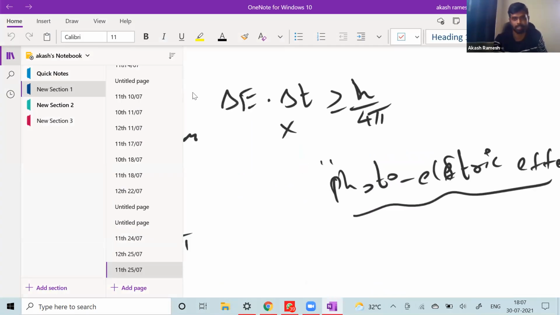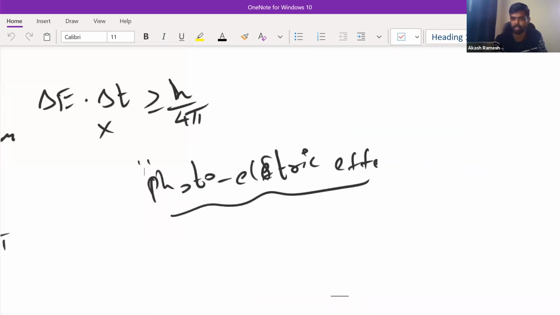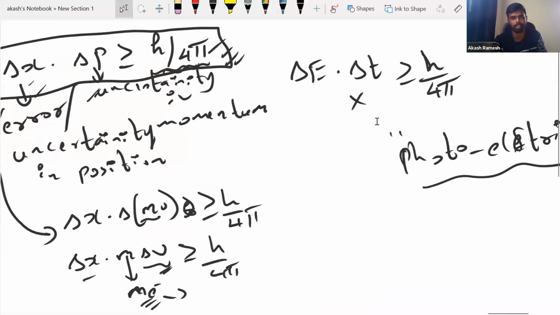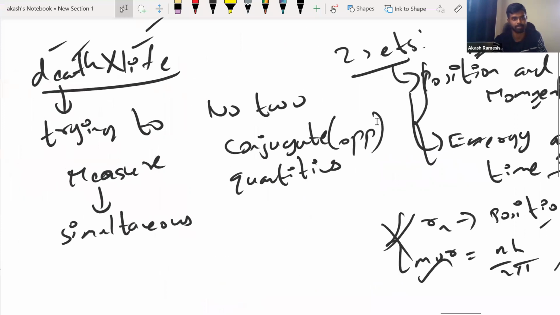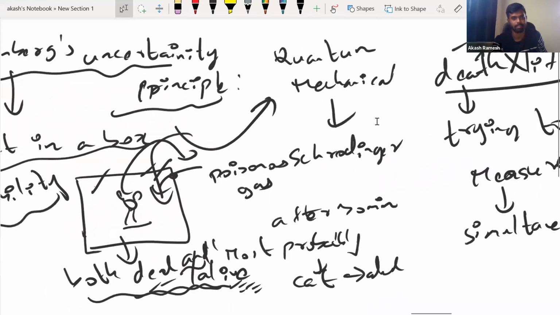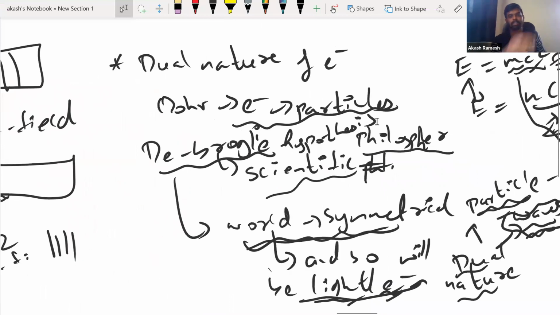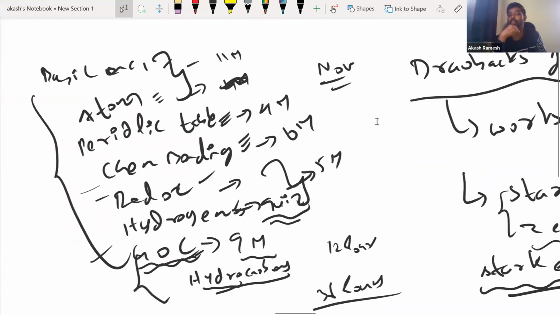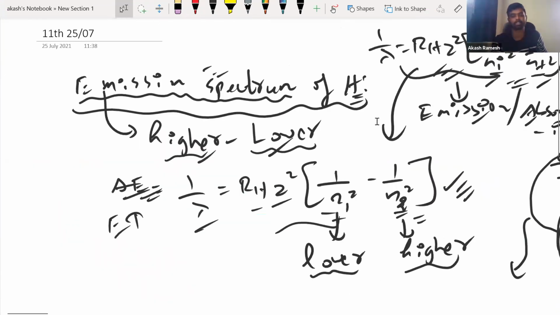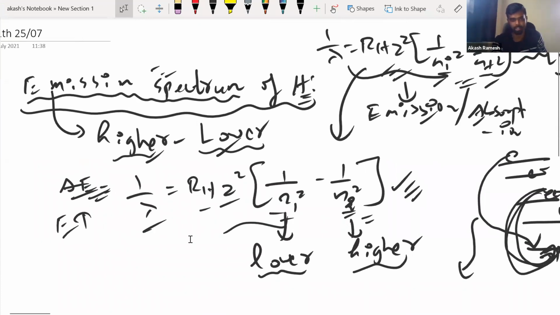Okay, so I think this was the exact page we require. We'll just look into what all we saw last class. We started with the emission spectrum of hydrogen, right? It all started with the transition energy formula.